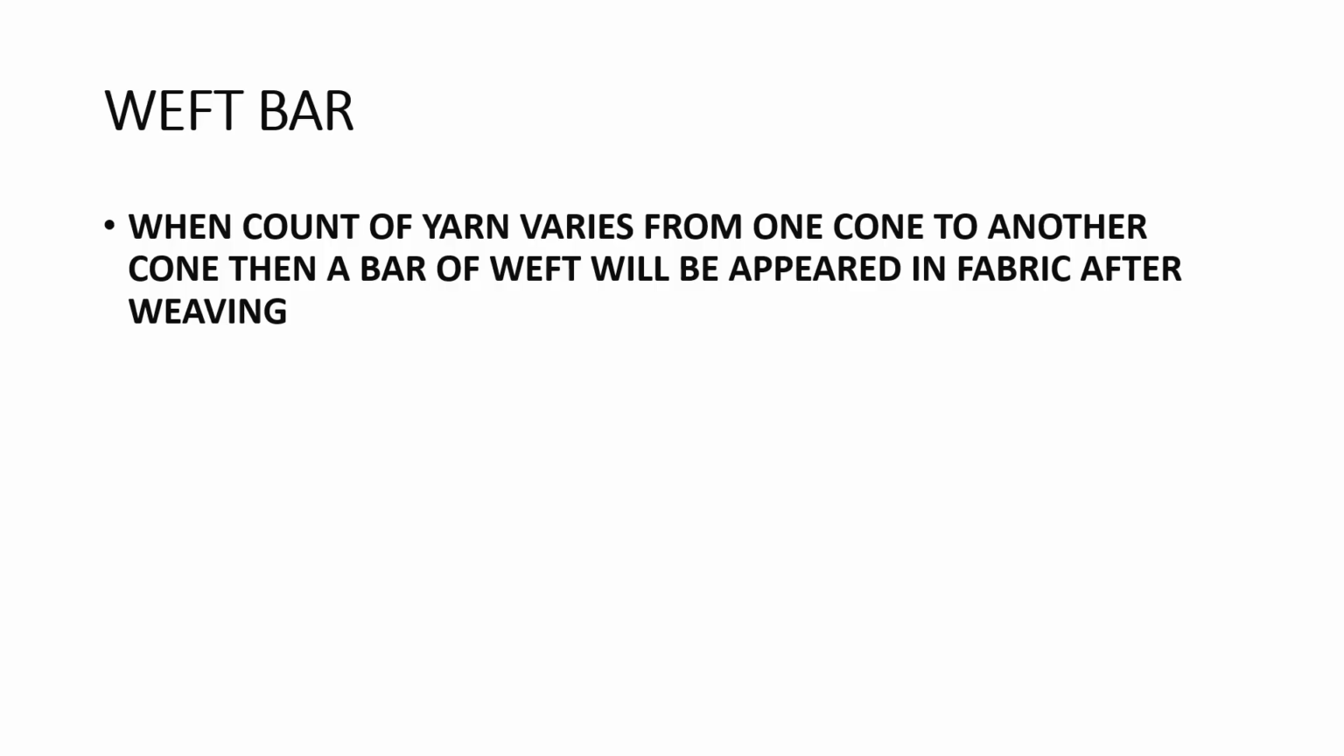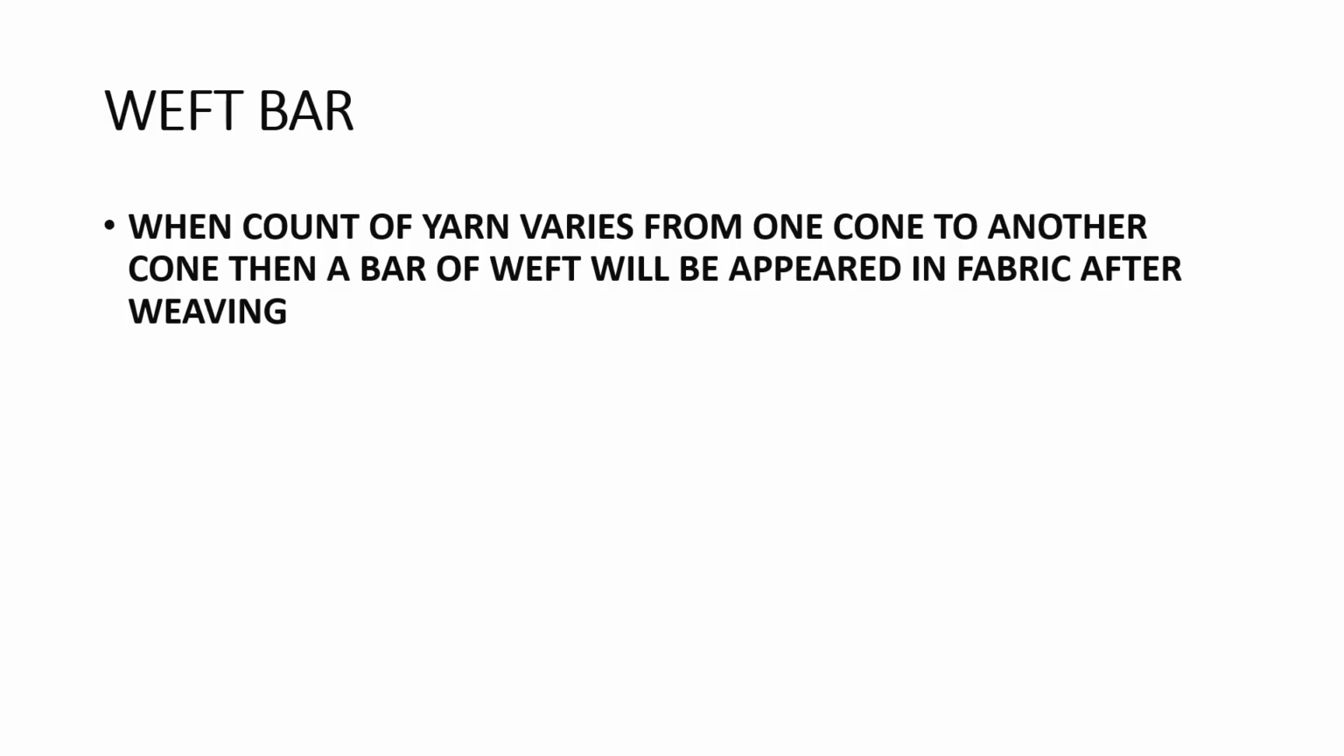The next defect is called the weft barre. It is very important, and these defects off and on come into industrial operations wherein garment or fabric is getting processed. As I already told you, there are some normal variations, especially in natural fiber products; the yarn varies. Sometimes there are count variations in the yarn, and if this kind of count variation is there, a bar of weft will appear in the fabric after weaving.